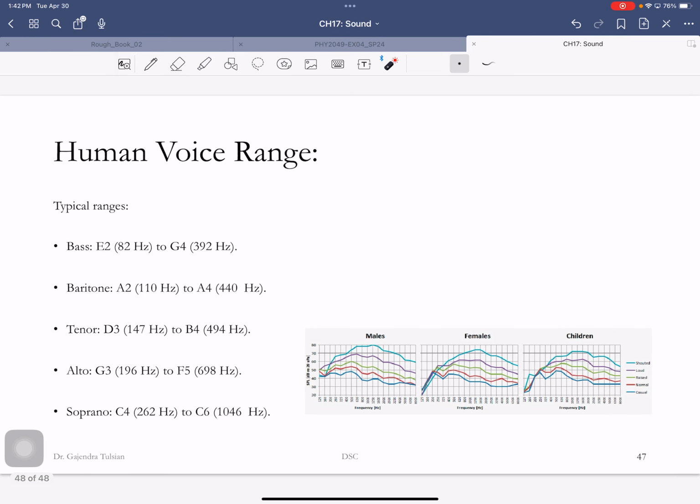Okay. Here's a classification of singers. So sopranos sing at these frequencies, altos at these frequencies, tenors at these frequencies, and so on. That's the range.